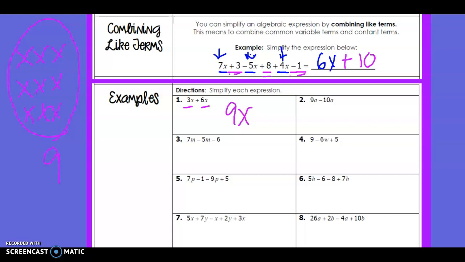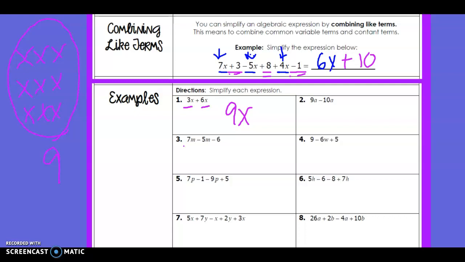Now let's look at number 3. Problem number 3, I not only have variables, but I also have a number, or a constant. So what we can do is we can combine the like terms. So I can combine the m's with the m's, and I'm going to have the number. You never combine a plain number with the variable. They're two separate things.